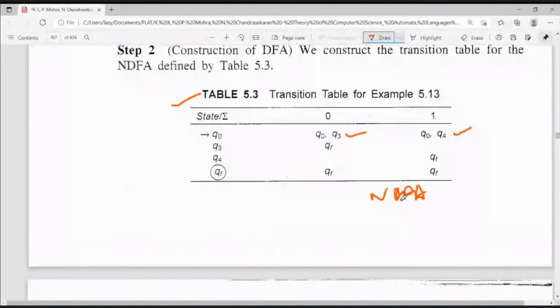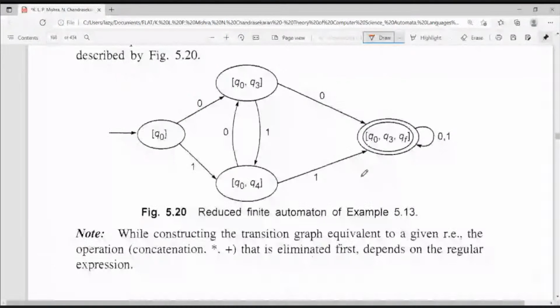And here we are doing the reduction. Reduction can be done by the concept of equivalent states. So here how many states? 3 to 5. Here only 4. Reduced. So construct the DFA.